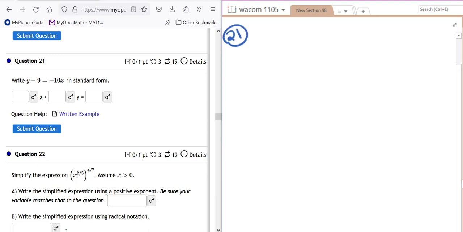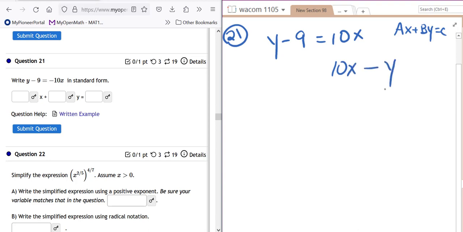So 21. They want us just to change the form here and go to standard form. So you need to remember that standard form is ax plus by equals c. Your x and y on the same side, constant on the other side. So I am going to keep the x on this side. I'm going to move the y. So 10x minus y equals -9. And that is standard form.